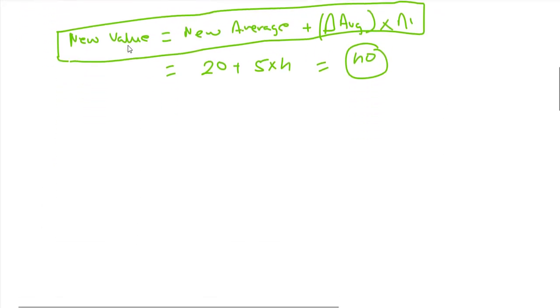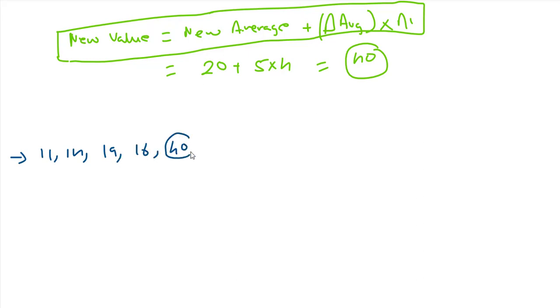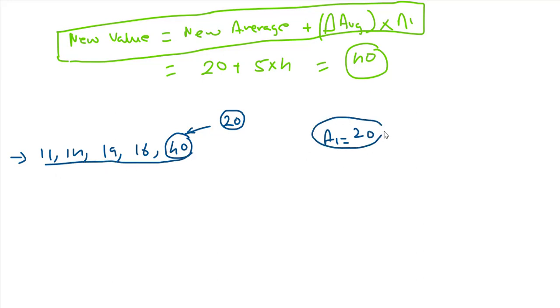Let us consider this set of numbers: 11, 14, 19, 16 and 40. Now due to some mistake, this number is wrongly copied as 40. Its original value or the correct value is 20. Since we have found out the average of this set 11, 14, 19, 16 and 40 was 20. But due to this mistake, the average is going to change. So how do we calculate this new average or the correct average?